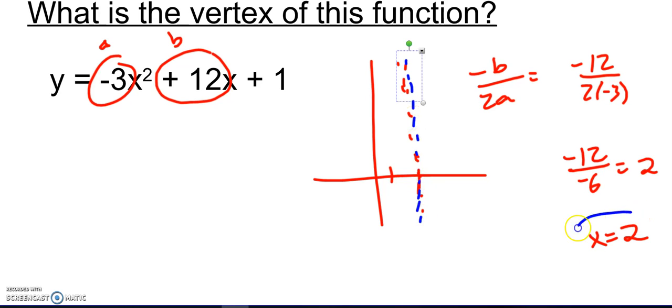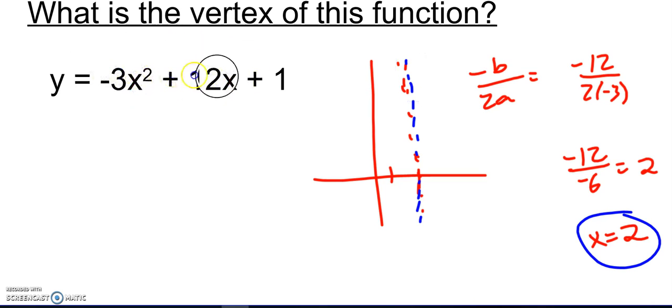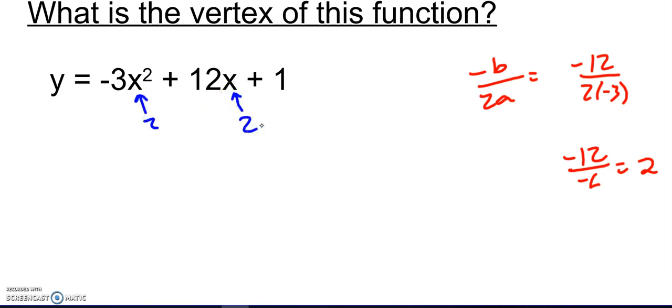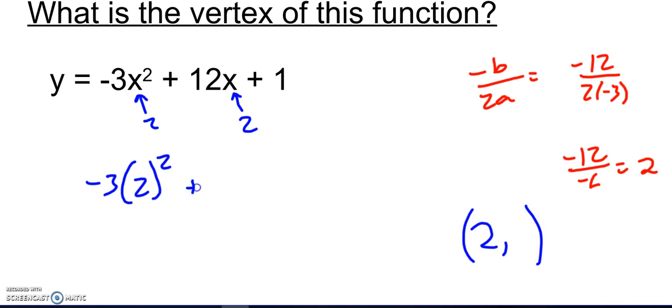So all I have to do is plug in x equals 2 into our equation to figure out where the y location is. So that's what we're looking for here. So that's not our answer, it's just part of our answer. So I'm going to plug 2 in wherever we see an x to figure out our y position. So we do know this much. My vertex will be at (2, something). And we just plug in and do order of operations. So -3 times 2 to the second plus 12 times 2 plus 1. Remember, we do have to do exponents first.